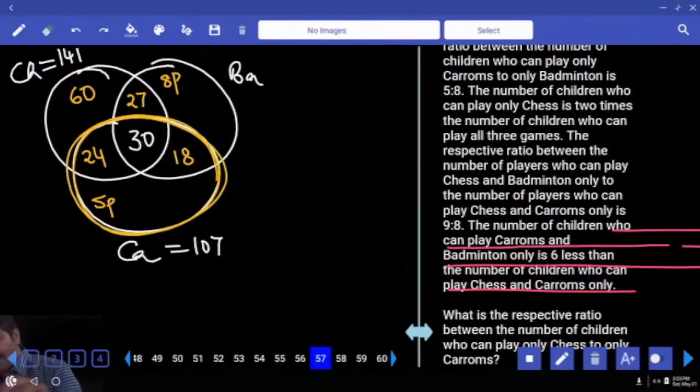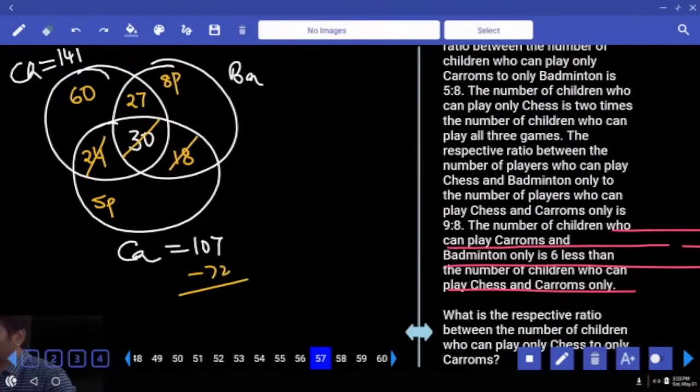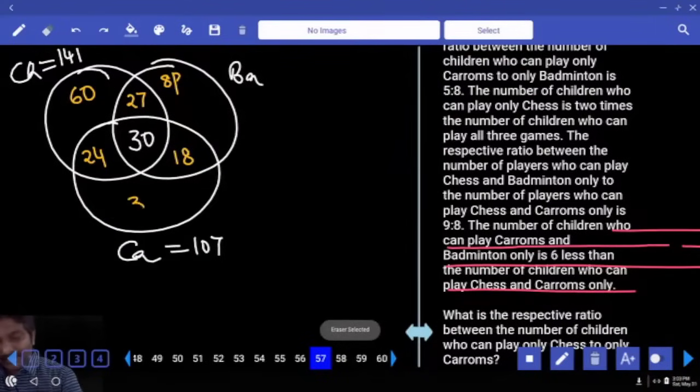Now total carom. Total carom 107. Out of 107, 24, 18. 42, 30. 72 is already there. Remaining 35. Then 5 parts is equal to 35. 1 part, 7. This value must be 35. 1 part, 7. 2 parts, 14.